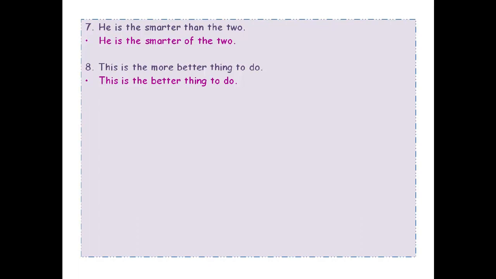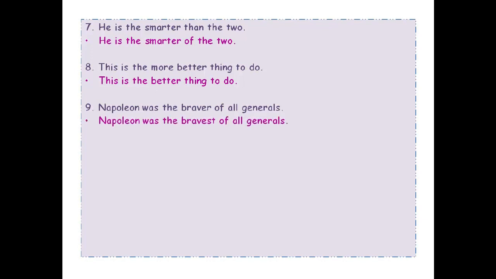Alright. Number 9. Napoleon was the braver of all generals. Now Napoleon is being compared to all the generals. You know who Napoleon was, right? Now Napoleon is being compared to all the other generals, and we are saying that he is the bravest of all. Because we are comparing to all the other generals, we will not use braver, we will say bravest. Napoleon was the bravest of all generals. Why? Because we are comparing Napoleon to all the other generals.